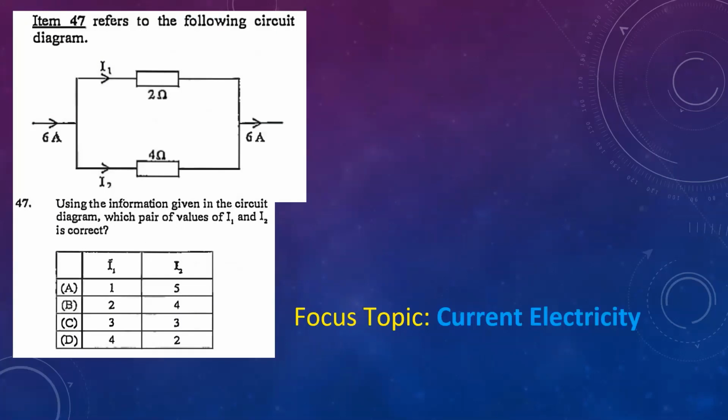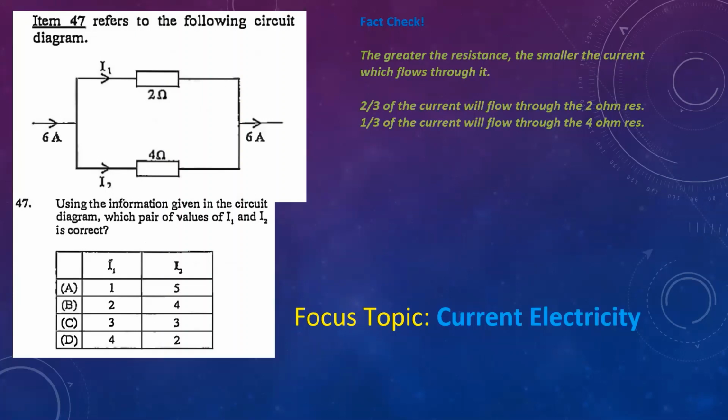All right, number 47, we have a circuit diagram here, and it shows that we have two resistors that are in parallel with each other, and it's asking which pair of values for I1 and I2 would be correct. Now remember that current flow is inversely proportional to resistance. So in other words, the greater the resistance, the less current will flow. So for the first resistor, we have a resistance of 2 ohms, and the second one is 4 ohms. So it means that less current would go into the 4 ohm resistor and more current would go into the 2 ohm resistor. And we have the full explanation there. That's option D.